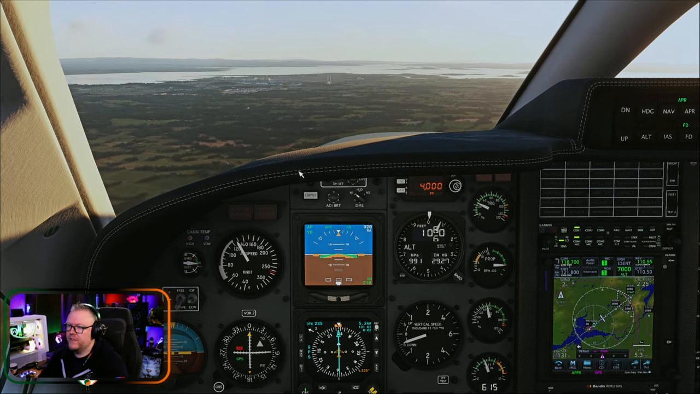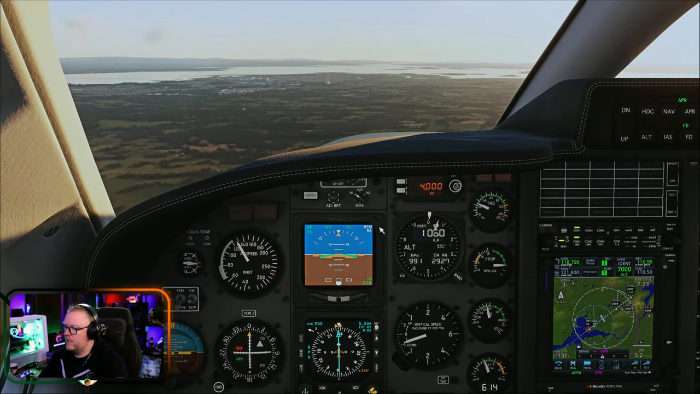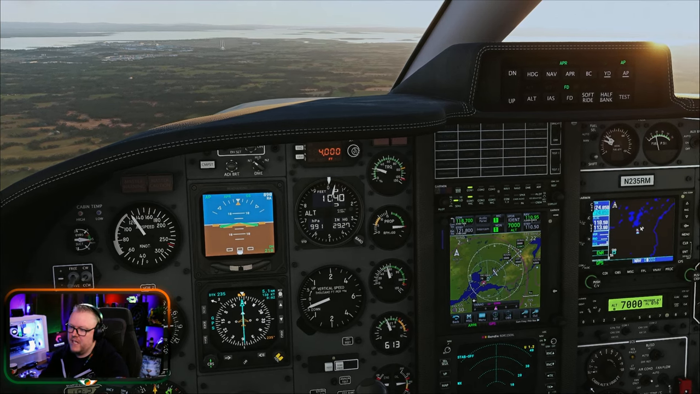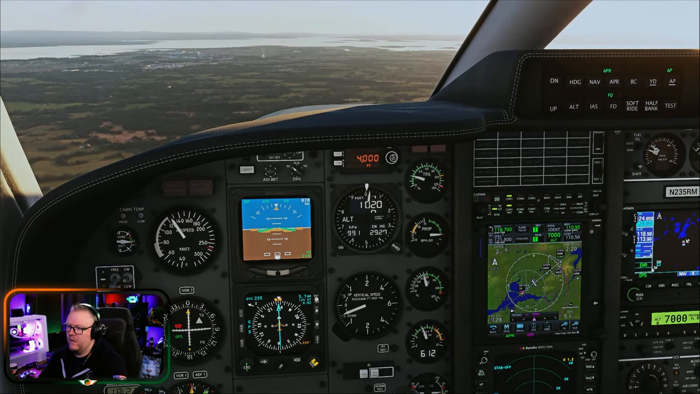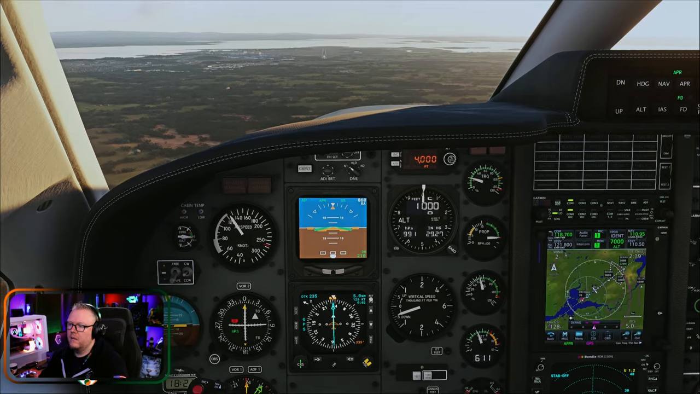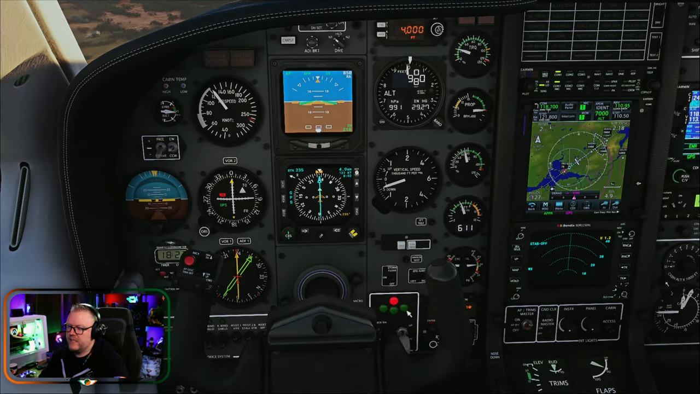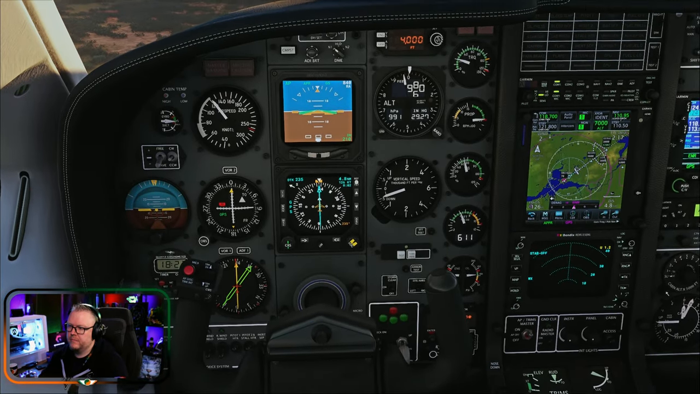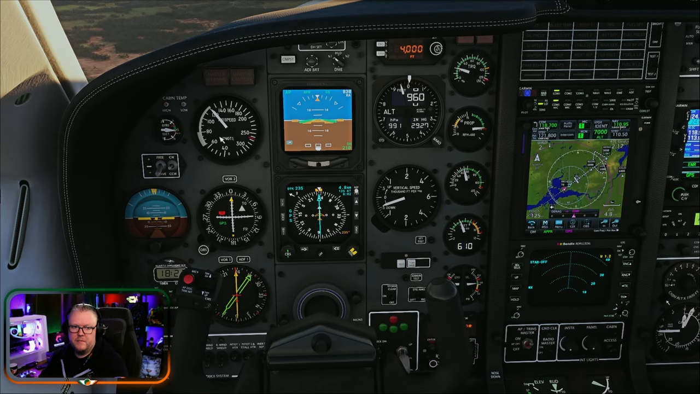So far, so good. Speed is good. We're on 1 notch of flap. Yaw damper's off. Gear coming down. Now. Gear in transition. Red light flashing. Adjust our speed if we have to.